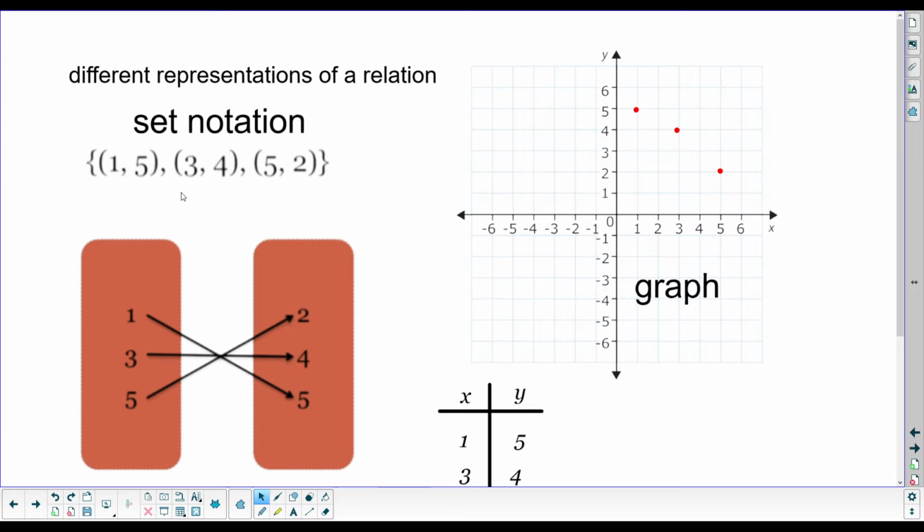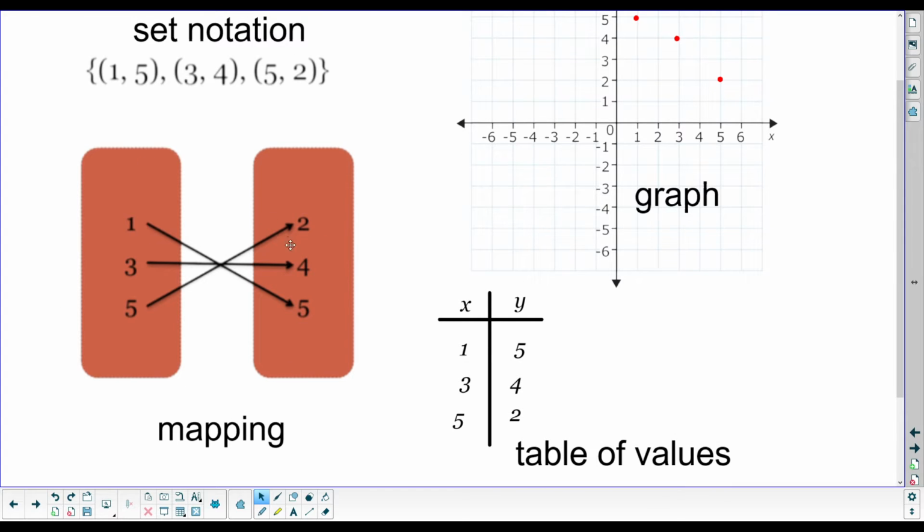Okay, so in this set, we would say that the domain of this set are the numbers 1, 3, and 5. And the range is the y values. We'd say the y values are 2, 4, and 5. Okay. So remember, when we talk about the domain and the range, we list those out. They don't necessarily need to be in the same order as the points. They just need to be in ascending order, right, from smallest to largest. So this is set notation.